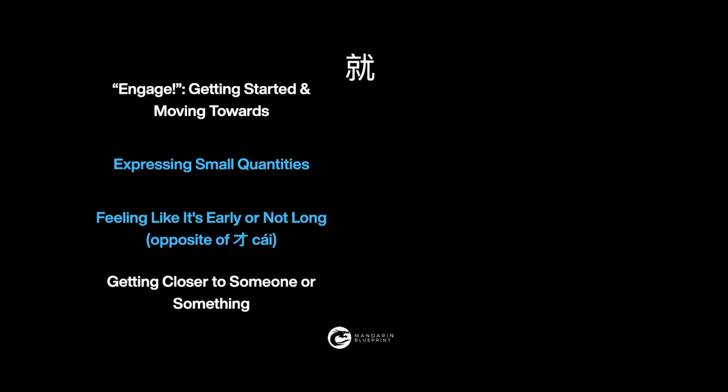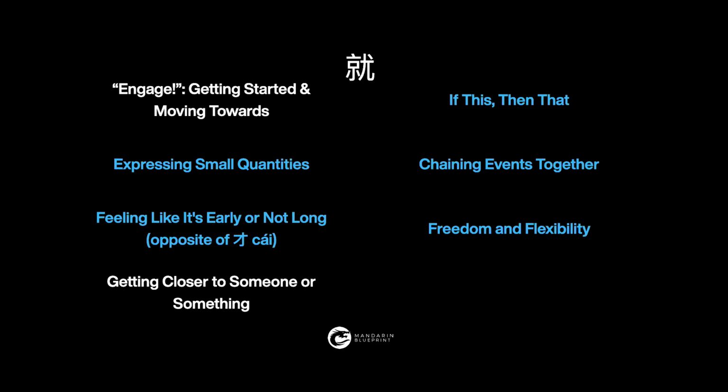And we've covered a lot of great stuff today. We covered how to unlock a quick and easy way to jumpstart any action, how to express small quantities, how to use 就 to express a feeling of something being early or not long with its comparison to the opposite 才, how to get closer to someone or something, the if this then that conditional statements, even if, still, as long as, then, chaining events together with 依旧, freedom and flexibility with 想 verb 就 verb, 想买就买, and if it ain't this, it's that with 不是 something, 就是 something else.